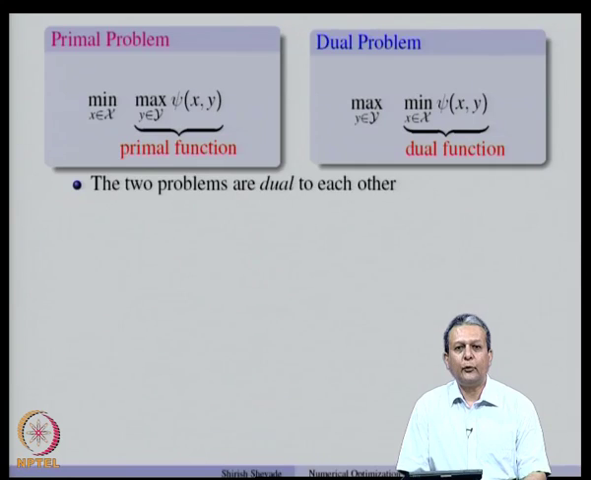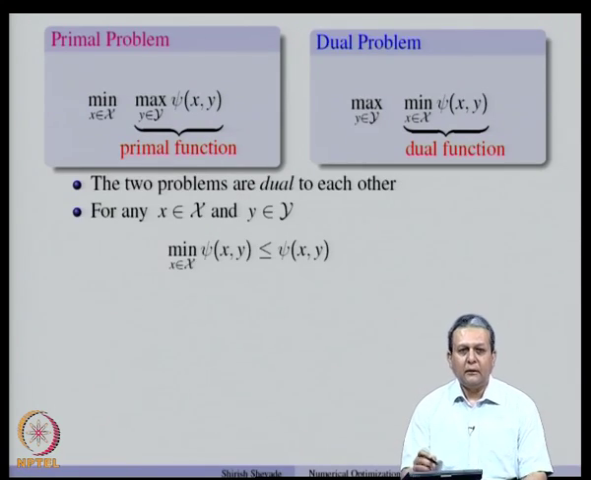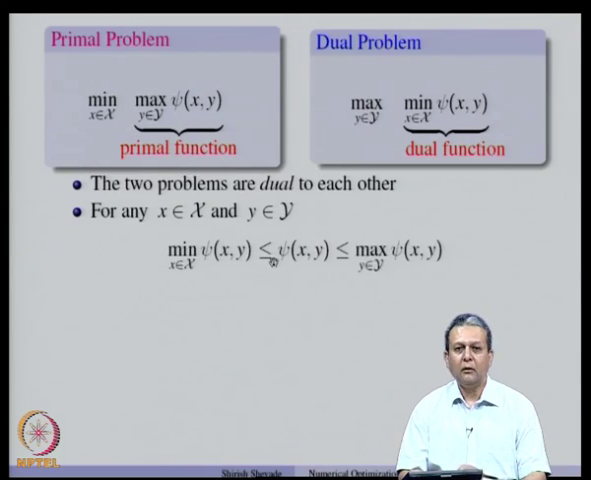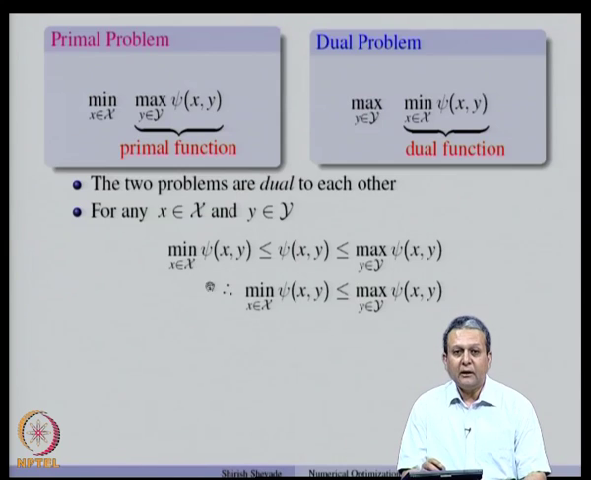So, these two problems are dual to each other, and for any x in the set script x and y in the set script y, we know that the minimum of psi x y is always less than or equal to psi x y. We assume that this x and y are coming from the respective sets script x and script y. And similarly, this psi x y will be less than or equal to the max of psi x y over all possible y's. So, therefore, we can write that the minimum of psi x y is less than or equal to the maximum of psi x y because of this previous inequality. And since the minimum of this quantity is less than or equal to the max of this quantity, then we can write that.